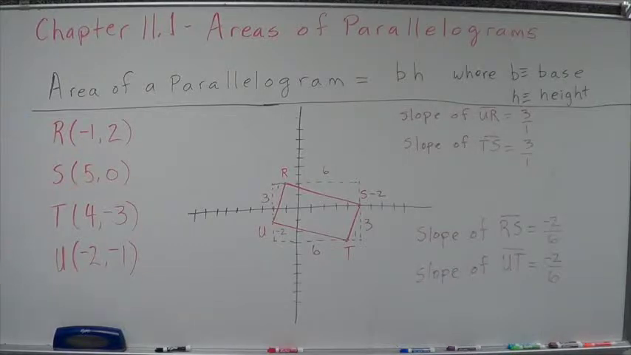Okay? So what we've done is we have a figure. We have a quadrilateral. We're given a quadrilateral. We have four vertices. R is at (-1, 2). S is at (5, 0). T is at (4, -3). U is at (-2, -1). Is that right? Yeah. Okay, I think that's right.